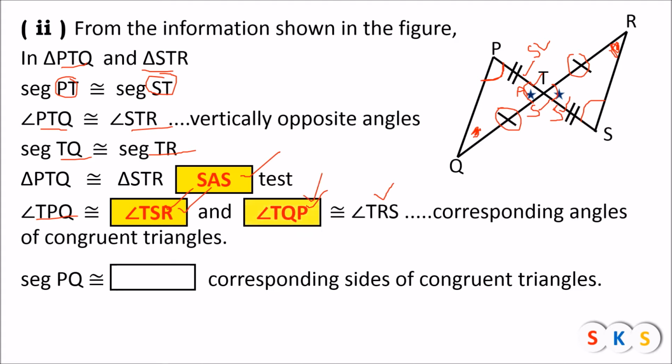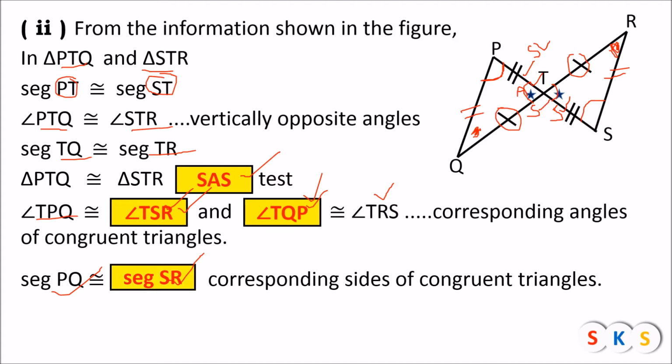And side PQ, this side PQ, is congruent to which side? Side RS. So which side will we write here? Side RS or seg RS, as they are sides of congruent triangles.